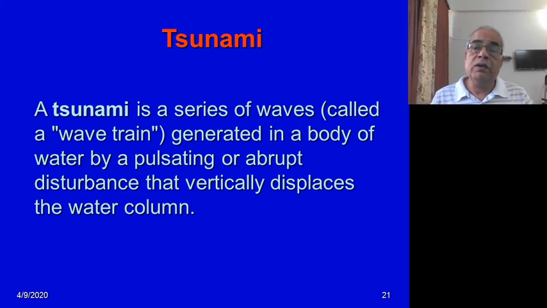So another very important hazard, which of course I will be discussing today, is tsunami. As you know, a tsunami is a series of waves called a wave train generated in a body of water by a pulsating or abrupt disturbance that vertically displaces the water column. That is, we are having some undersea earthquake, right? Because of that undersea earthquake, there is a sudden release of the energy, and we can see a sort of wall forming, right? A water wall, and that is moving from one area to another area.